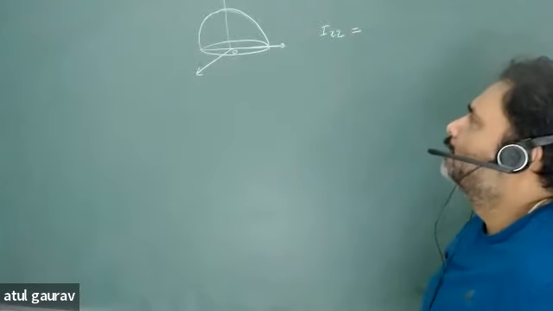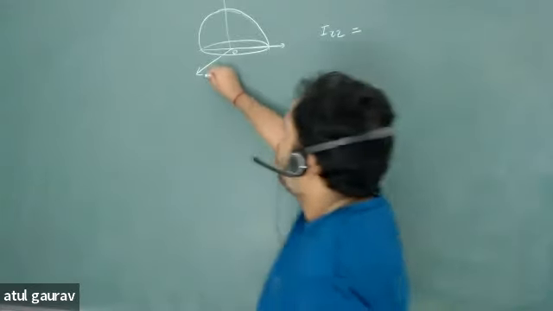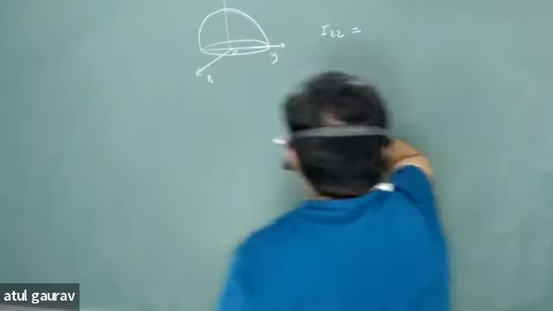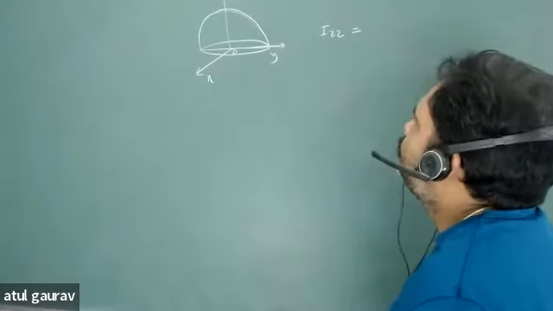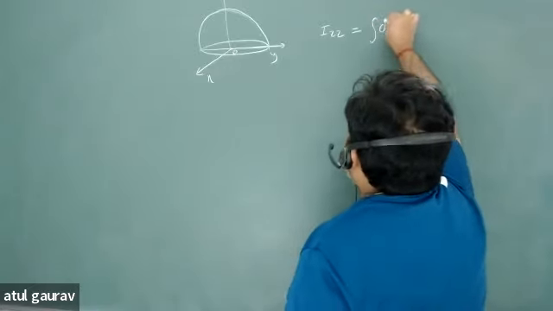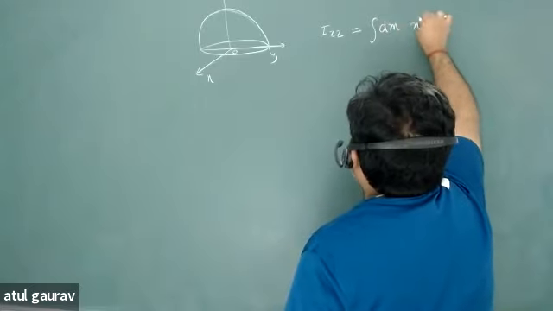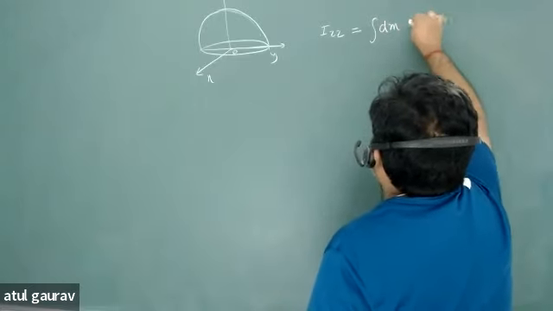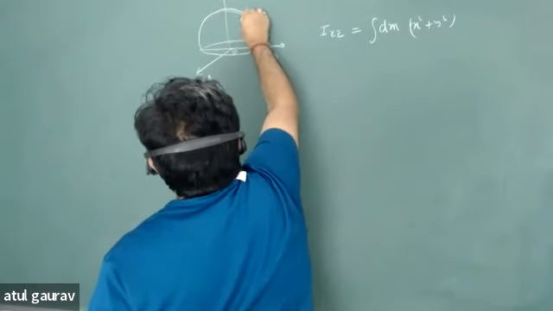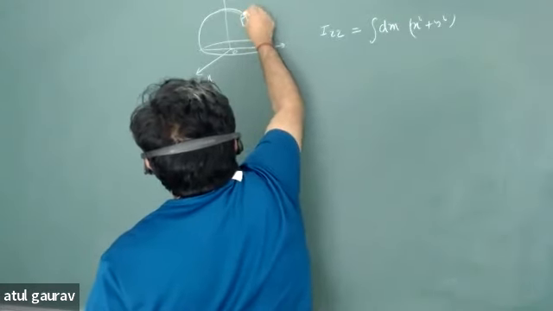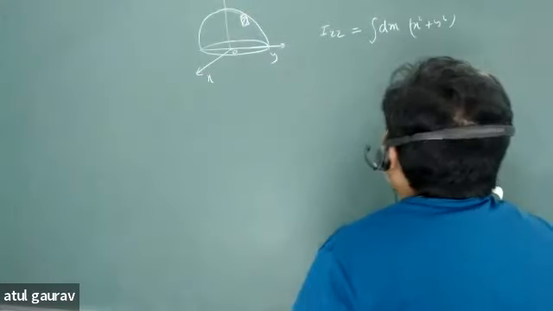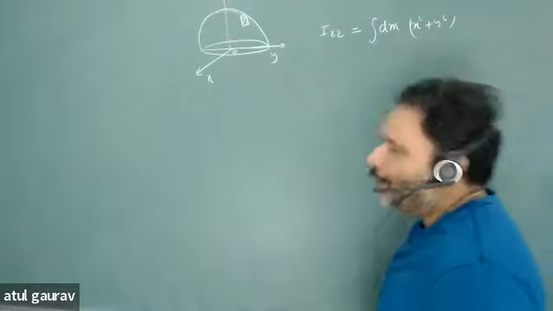Let's try to go for IZZ. So this is my x-axis. Obviously, this is my y. This is my z. What is IZZ? dm x square plus y square. Very good. I can assume dm must be something like this, and this will be a 3-dimensional dm. Can anybody tell me what is x square plus y square?